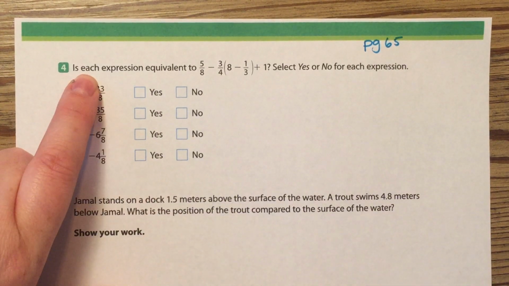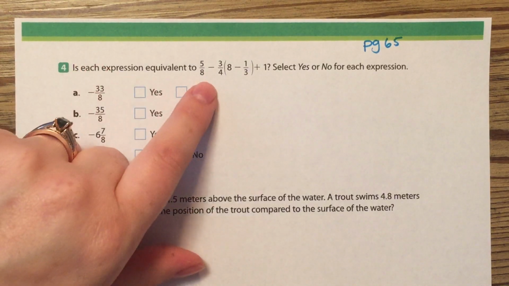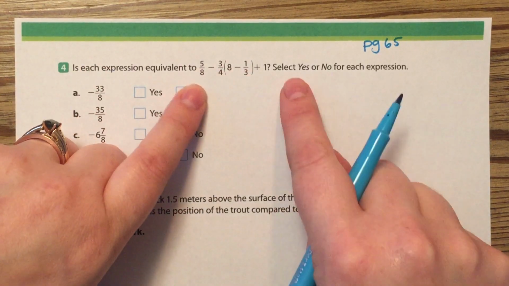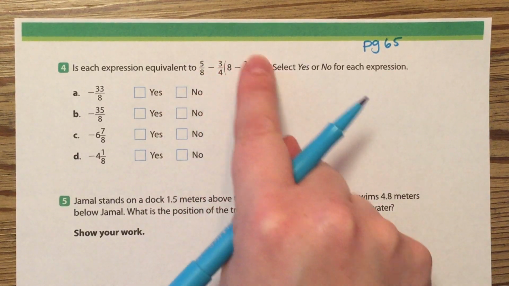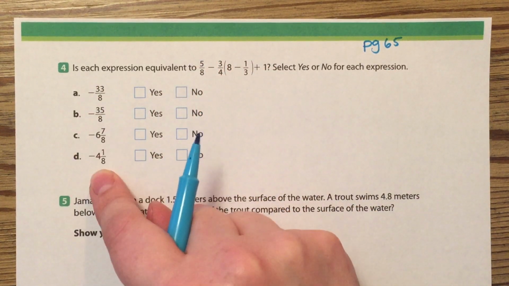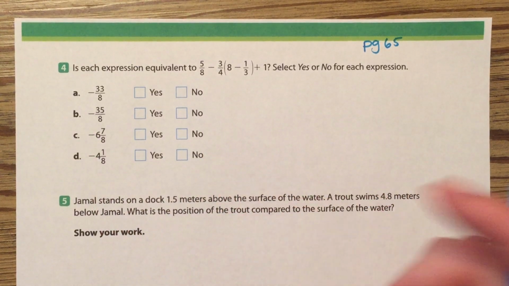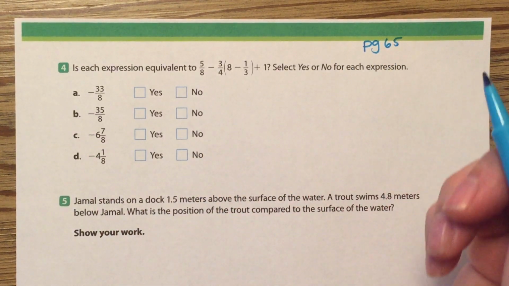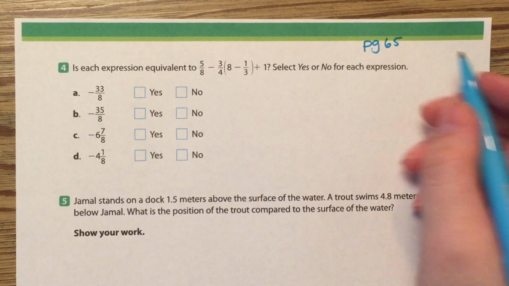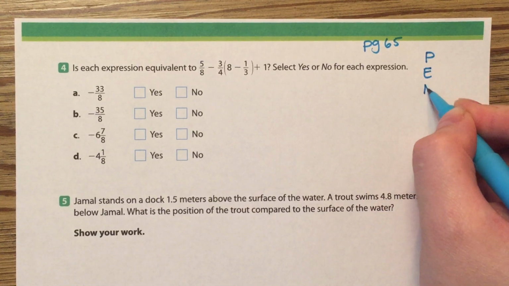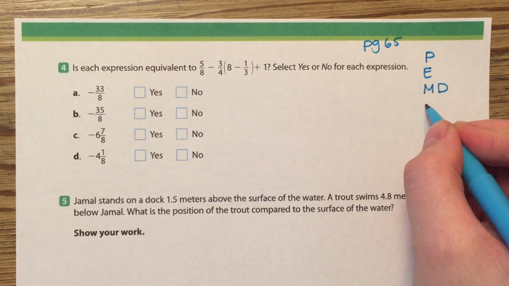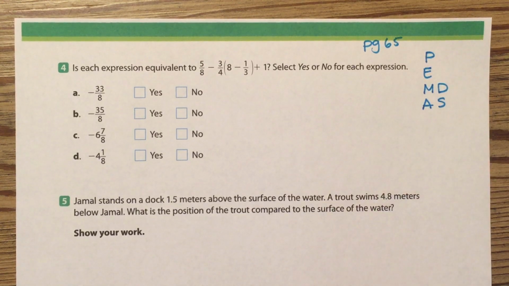So we want to know, is each expression equivalent to this whole business? Select yes or no for each expression. We're going to crunch this down to a single number and see which ones of these it matches. So let's see. According to order of operations, if you remember PEMDAS, parentheses, exponents, multiplication, division, addition, subtraction, we do the stuff in parentheses first.